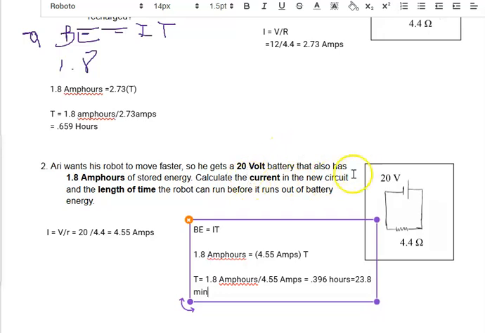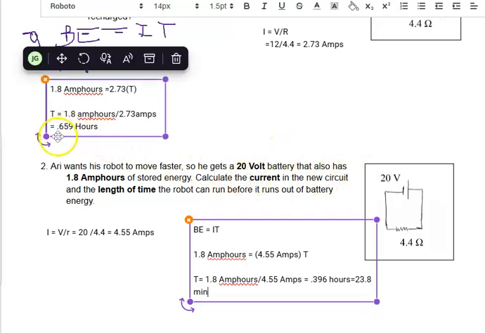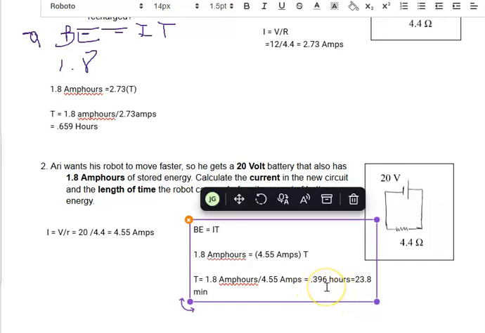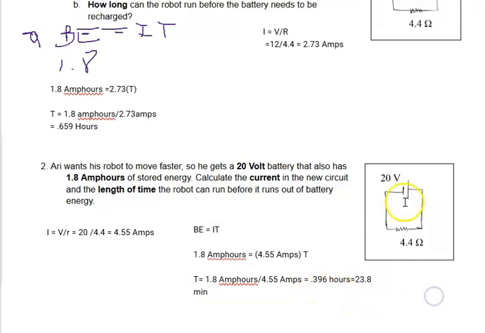Okay, so moral of the story is we had 0.659 hours, and now we have only 0.4 hours because, again, the battery's giving away more energy per coulomb of charge that goes by, and there's more coulombs going by every second.